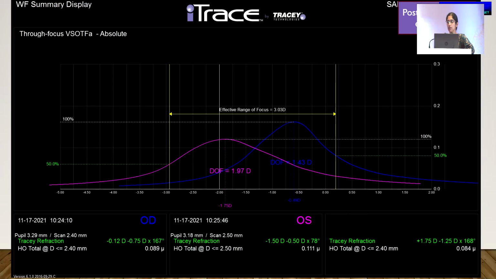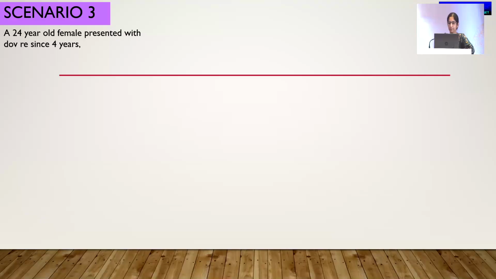So especially patients which we are planning for EDOF lenses or multifocal lenses, this depth of focus curve is very useful in giving optimal outcomes to the patient.